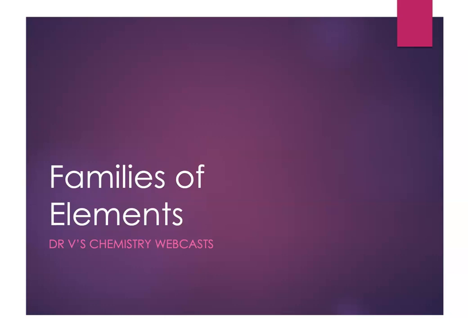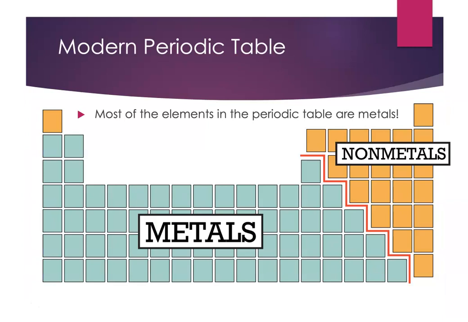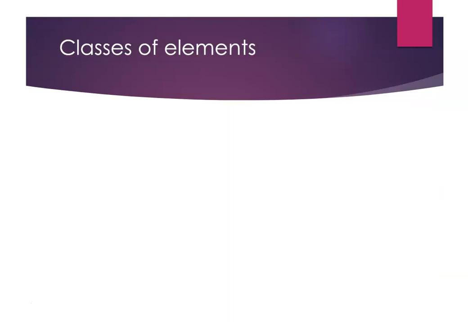In this webcast, we're going to be talking about families of elements, groups of elements with similar properties. Some of them have names and certain characteristics that chemistry students really need to know. Most of the elements in the periodic table are metals, and then we have the nonmetals, and in between are the metalloids. So let's talk about these and compare their properties very briefly.